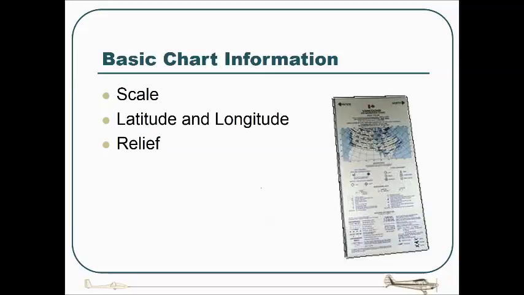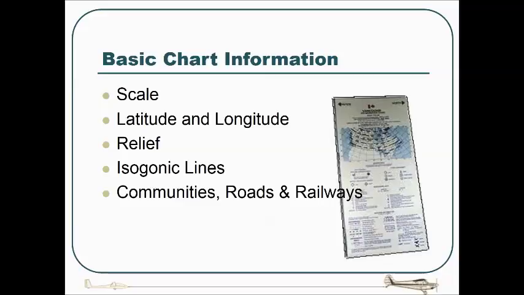The relief, which is the terrain, basically. So there's colors to show where there's hills and things like that. Isogonic lines, which we've already touched on briefly, are the lines of the same magnetic variation, which we saw with the 10 degrees west. So having plotted our lines, we would then locate where the nearest isogonic line is and apply that deviation to our planning. Also represented on the chart are things like communities, roads, and railways, and these can be very useful in visual navigation because you're looking down at the ground, seeing roads flow along, seeing railway lines, etc.